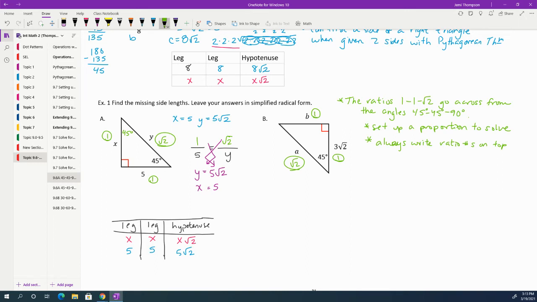Now for here, one of these sides is super easy to solve for. Look at the problem. The legs are always congruent in a 45, 45, 90, right? This is the same as this. So don't work too hard. Just tell me that B is 3 radical 2. And let's find A.